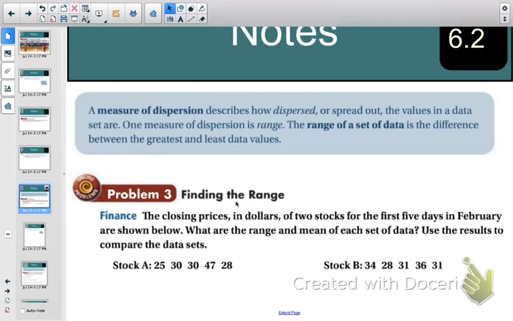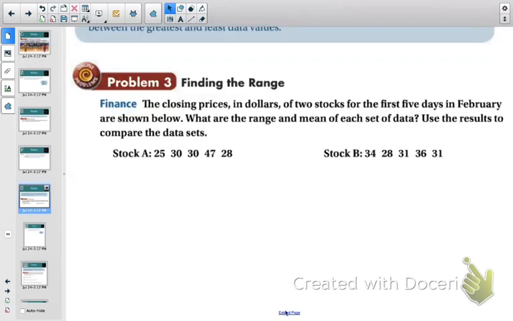Finding the range. A measure of dispersion describes how dispersed or how spread out the data is. One measure of dispersion is called the range. It's just the difference between the greatest and the least data values, so the highest number subtract the lowest number. This one, finance. The closing prices in dollars of 2 stocks for the first 5 days in February are shown. What are the range and the mean of the data? These results compare the data sets. So it wants the range and the mean.